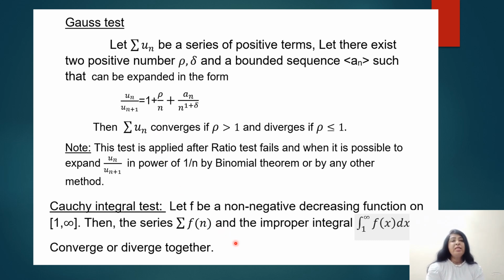Next you have Cauchy's integral test. Let f be a function which is a non-negative decreasing function defined on the interval 1 to infinity, then the series sigma fn and the improper integral from 1 to infinity of fx dx converge or diverge together. So the condition on the function is there, it should be a non-negative decreasing function on the interval 1 to infinity. Then this series and the improper integral both will converge or both will diverge.